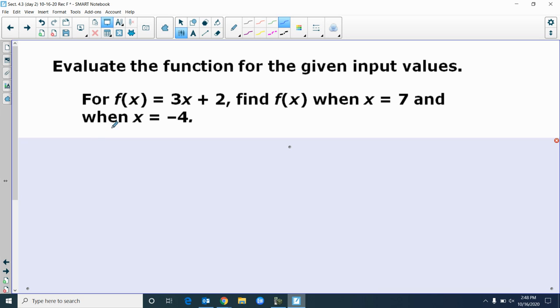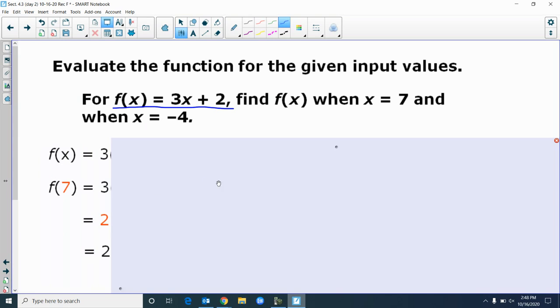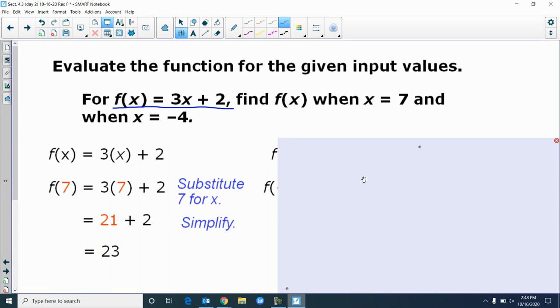So evaluate, now this is again how function notation works. For f of x equals 3x plus 2, find f of x when x equals 7. That just means we plug in the value 7, and then when x equals -4. These are two different problems. Here's how they work. Just pay attention to this one.